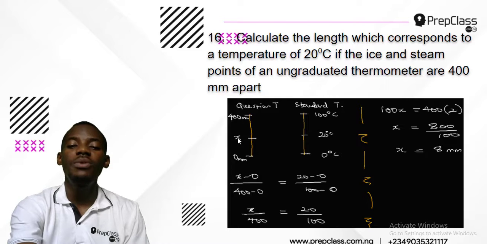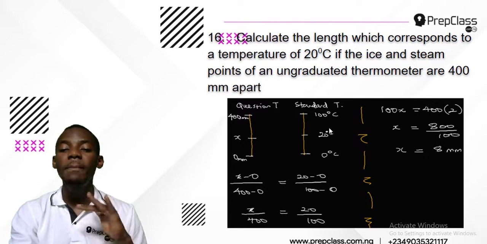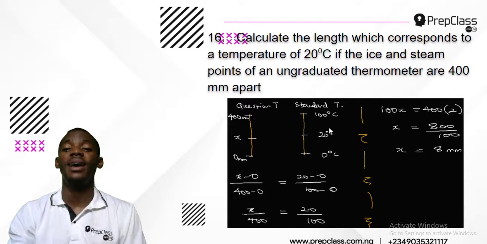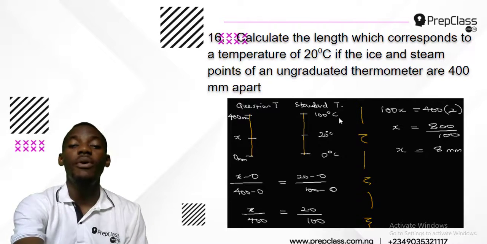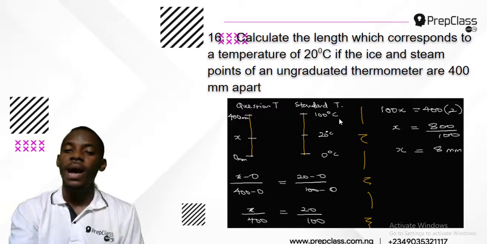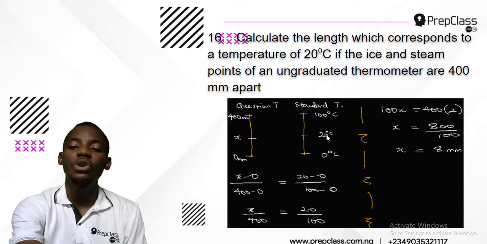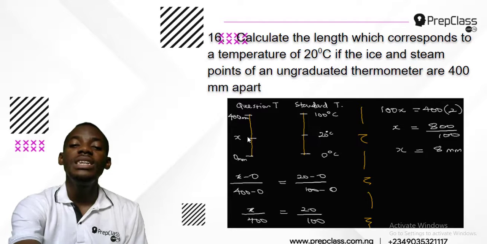Now what will be the one in the middle? We know that the highest point of a standard thermometer is 100 degrees Celsius, and the minimum point is 0 degrees Celsius. That is 0 for the ice point of water, and 100 for the boiling point or the steam point of water. But what will 20 degrees Celsius on the standard thermometer be in millimeters on the question thermometer?